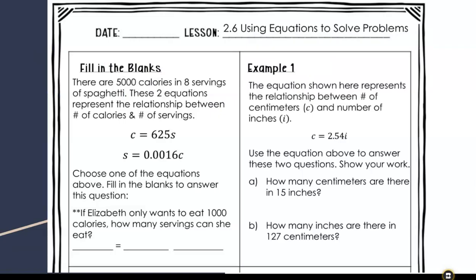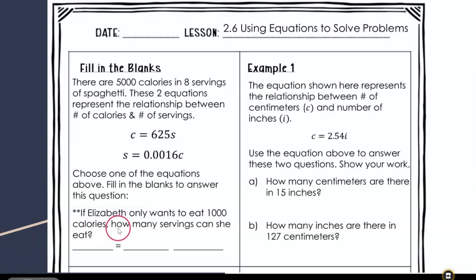Starting with the fill in the blanks, there are 5,000 calories in 8 servings of spaghetti. These two equations represent the relationship between the number of calories and the number of servings. One of the equations is C equals 625S and S equals 0.0016C. Choose one of the equations above, fill in the blanks to answer this question. If Elizabeth only wants to eat 1,000 calories, how many servings can she eat?